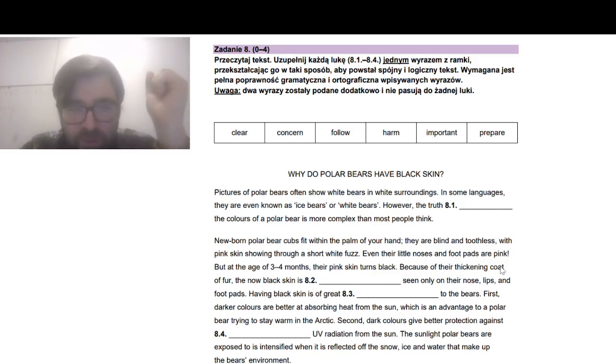Because of the thickening coat of fur, their black skin is clearly seen only on the nose, lips, and footpads. Quite logical, quite smooth. Sounds correct? Is correct. Let's move on.